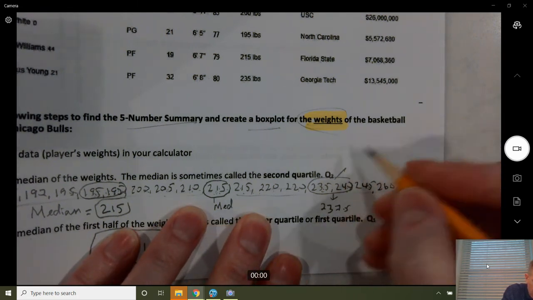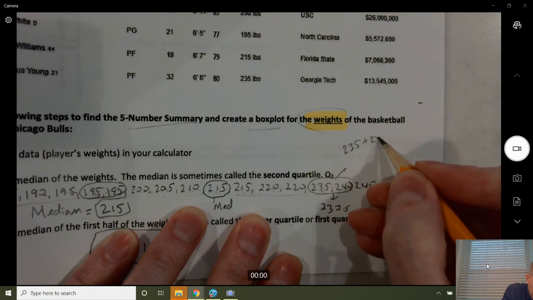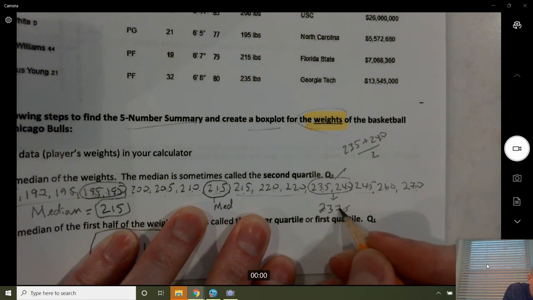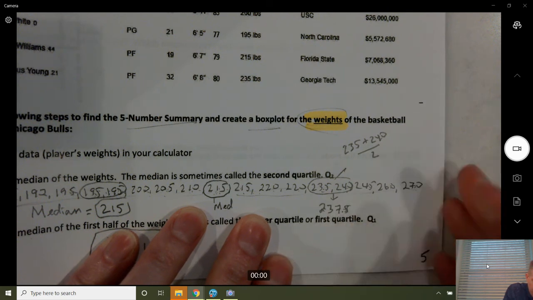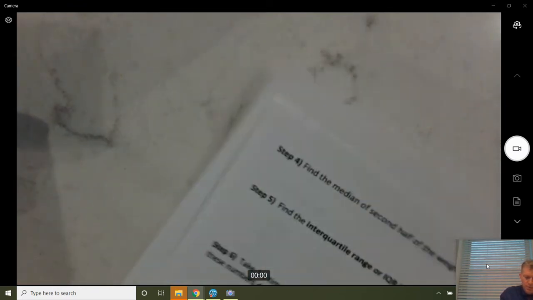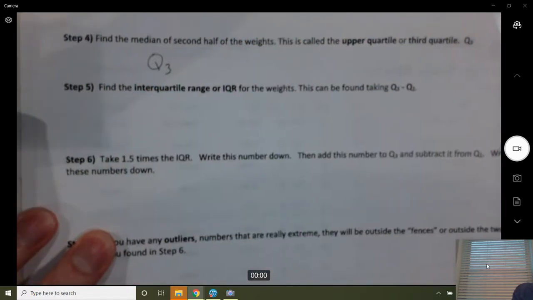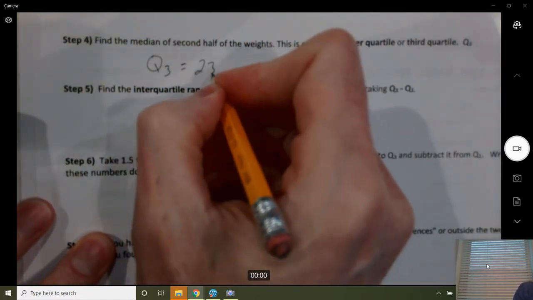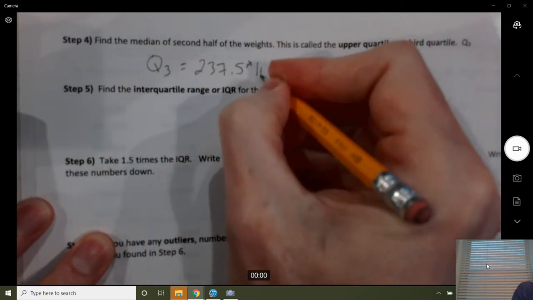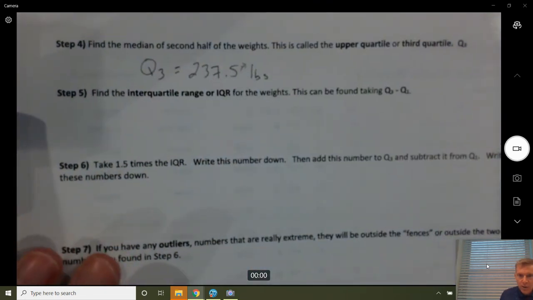I did that kind of quickly. If you're not sure how to do that, you average these two. 235 plus 240 and divide by 2. You're going to get 237.5. Okay, so that's Q3. So Q3, or your upper quartile, is 237.5 pounds. Okay. Find the interquartile range.